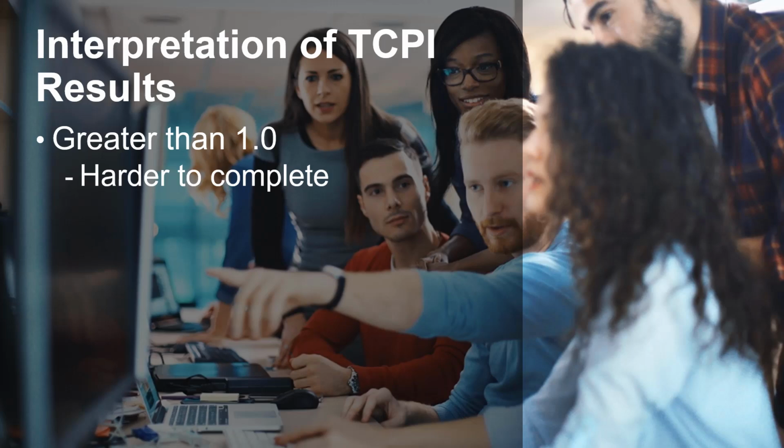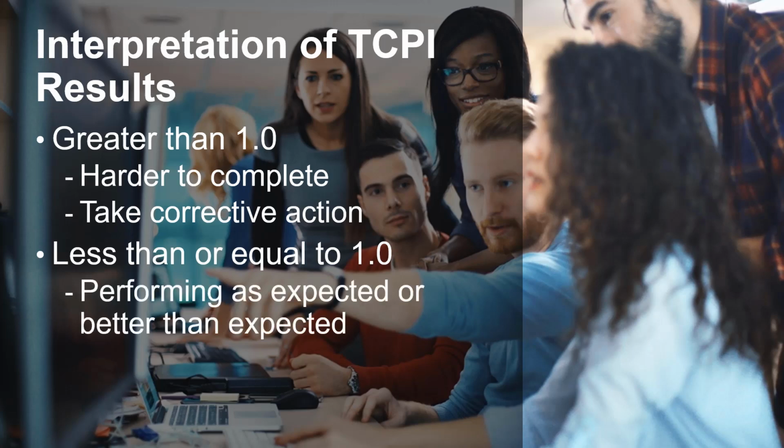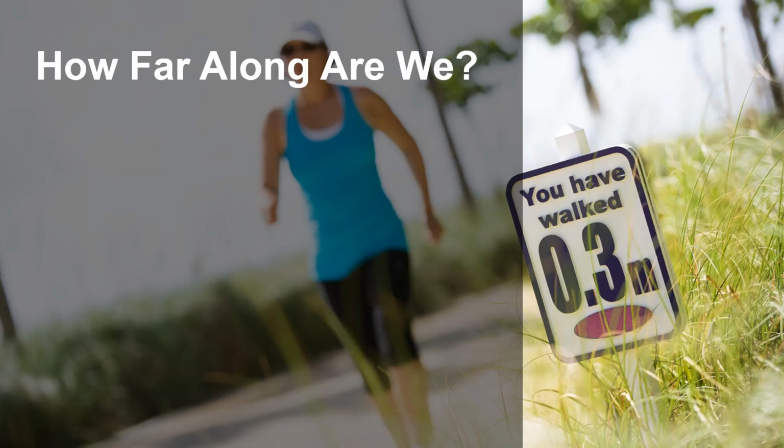This result is a wake-up call. You need to take corrective action. When the TCPI is less than or equal to 1.0, then for the rest of the project you have to perform at least as you had planned. This is feasible and you should be able to maintain your CPI. However, you surely have to continue to monitor the project, but there is no need for any further corrective actions.